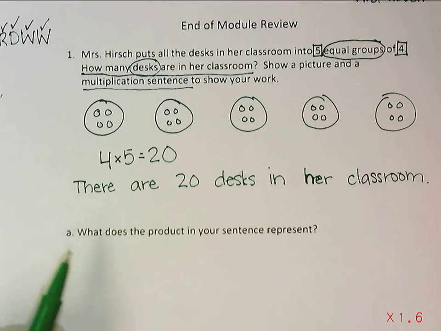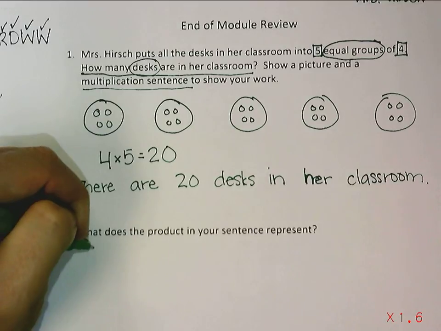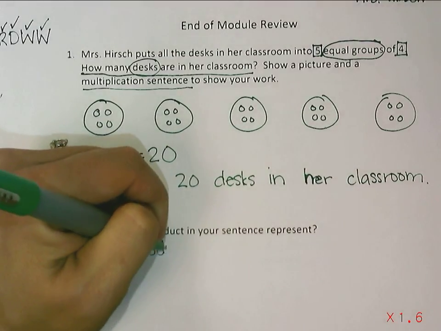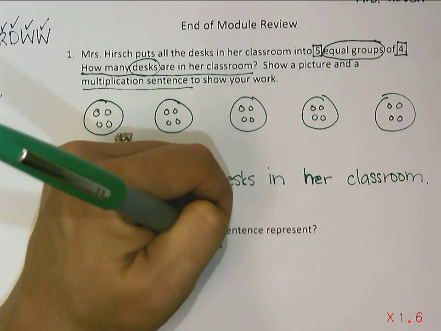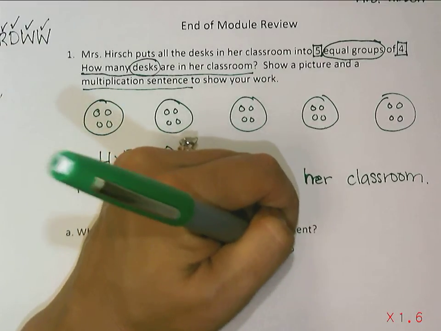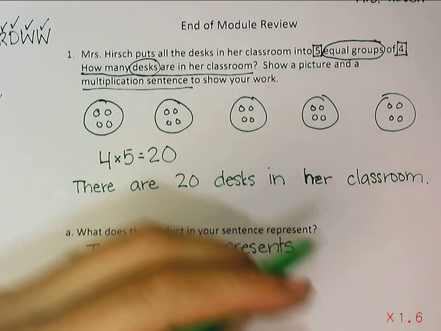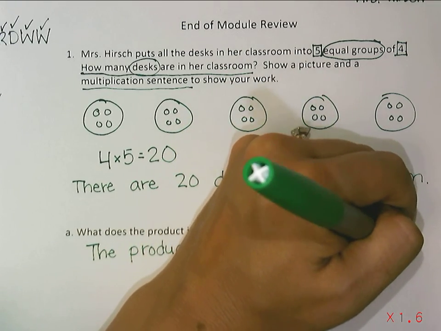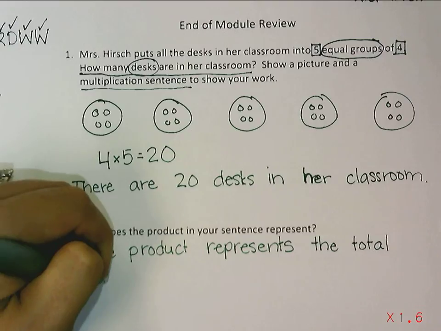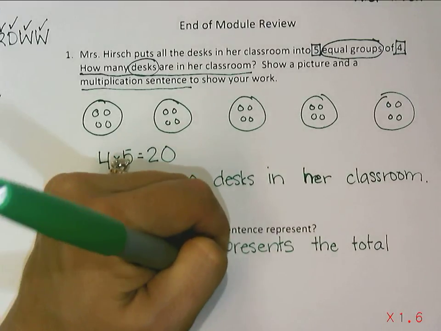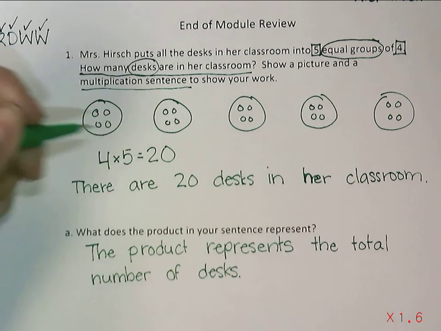Okay, welcome back. So you should have written something like, the product represents the total number of desks. Because look up here.